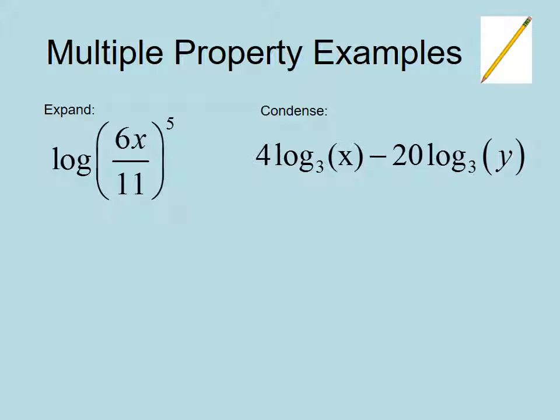Let's take a look at more examples that provide multiple properties within one example. The order in which you solve these does matter in the sense of where your parentheses are going to be located. So let's start off with the 5, and we bring that out front.